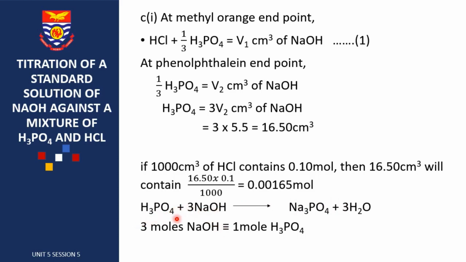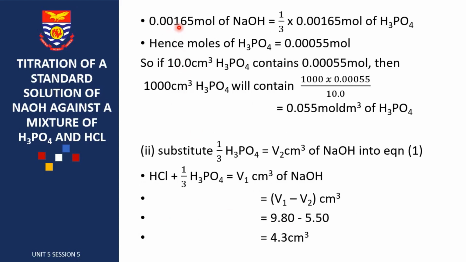We proceed with the equation of reaction so that we can look at the mole ratio. And here the agreement is that for every 3 moles of sodium hydroxide, it will need 1 mole of the phosphoric acid for a complete reaction. So 3 is equal to 1. If 3 moles of sodium hydroxide is equal to 1 mole of the phosphoric acid, then that 0.00165 of the sodium hydroxide will be equal to what of the phosphoric acid?